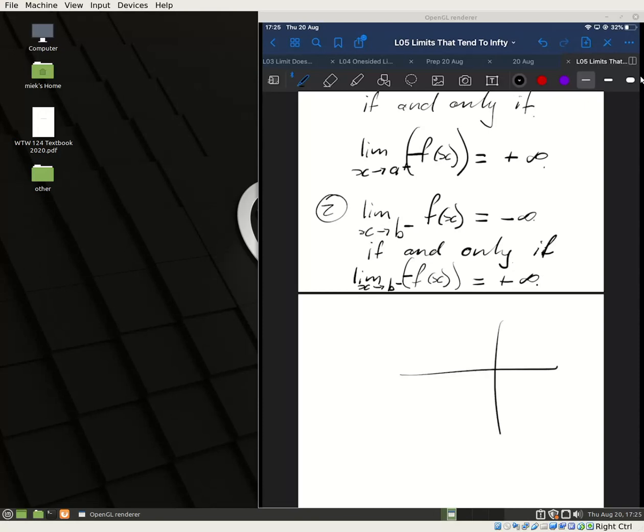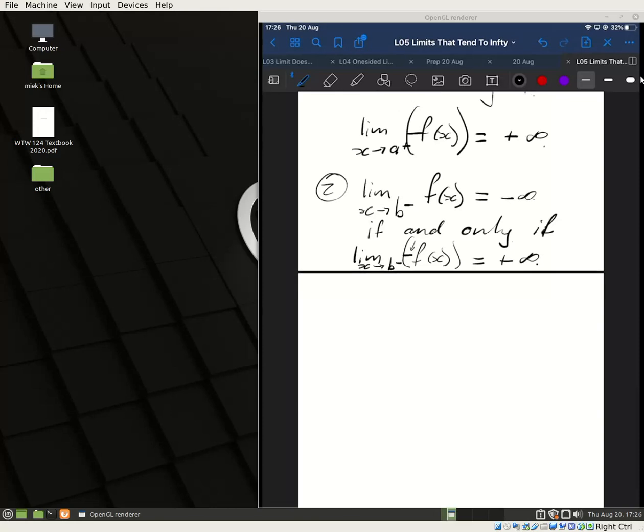So think of it this way: if we've got a number here, so if that is 3, and if the limit tends to minus infinity on the left, if you reflect around the x-axis, that is what this minus does. If you reflect around the x-axis, then the limit tends to plus infinity. So if this is f, this is of course minus f. Okay.